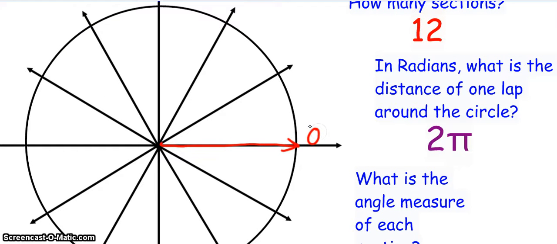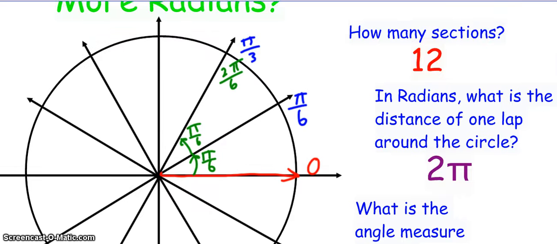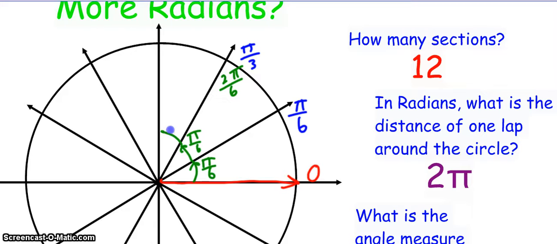I know that this is still 0. And then I know that this is pi over 6. So this angle is pi over 6. This here is also pi over 6. So now I have 2 pi over 6, which is pi over 3. And then here, this is another pi over 6. So this is 3 pi over 6, but I already know that's pi over 2. And so I want you to now, again, continue on around the circle, labeling these angles.